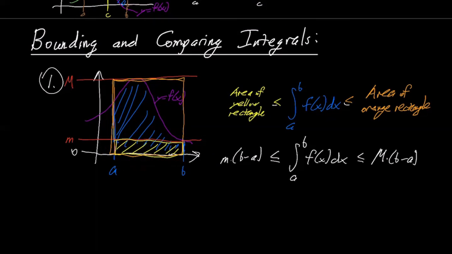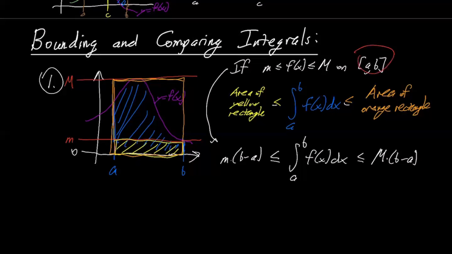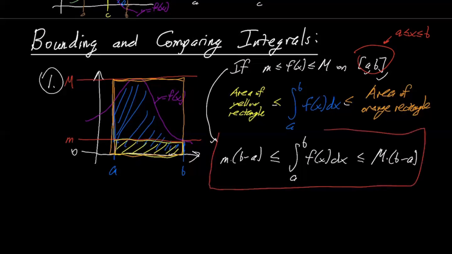So I should probably say: if f of x is between little m and big M on the interval from A to B. By the way, that's a notation for A less than or equal to x less than or equal to b, the square brackets, A comma B. Remember, that's less than or equal to. If it's strictly less than, you use parentheses instead. So if that's true, then this formula right here is true.